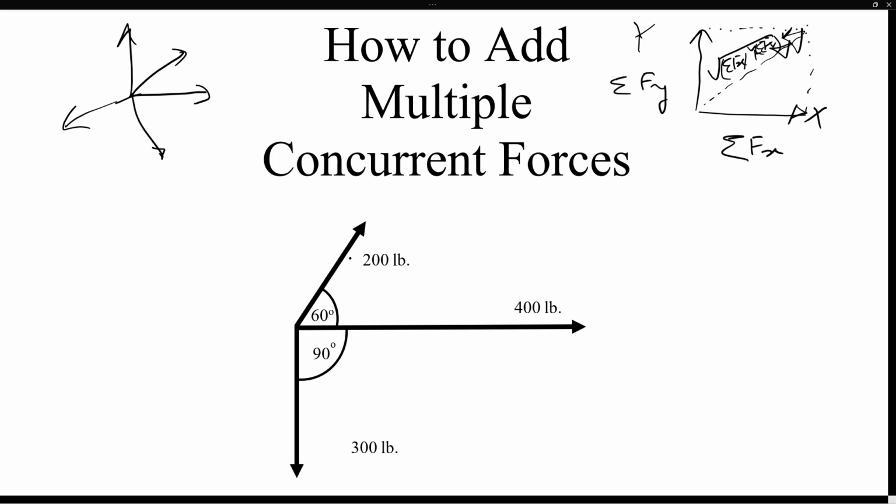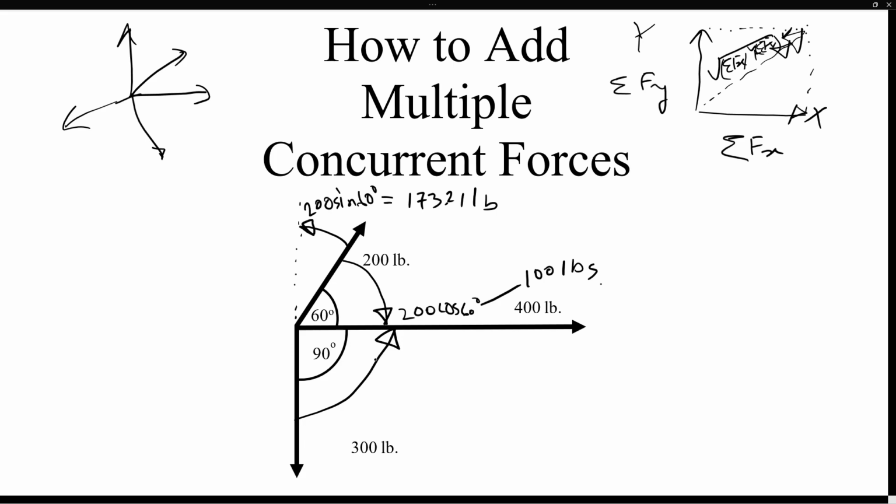So in this example, we can resolve this 200 pound force in this direction. That's going to be 200 cosine 60 degrees, and the vertical component would be 200 sine 60 degrees. If you calculate this, I found 173.21 pounds. This one would be 100 pounds. And when you resolve this 300 to the x direction, there is nothing because it's 90 degrees. You can write 300 cosine 90 degrees, which is basically 0. So there is no component.